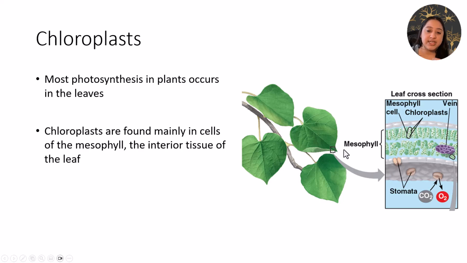And so if we were to take a leaf and do a cross section, like slice it, chloroplasts are mainly found in the cells of the mesophyll. It's like the interior tissue of the leaf. So if you cut a slice of a leaf, there is a top layer, a bottom layer, and that middle interior tissue of the leaf is called the mesophyll. And so these cells are typically where there are a bunch of chloroplasts and you do photosynthesis.